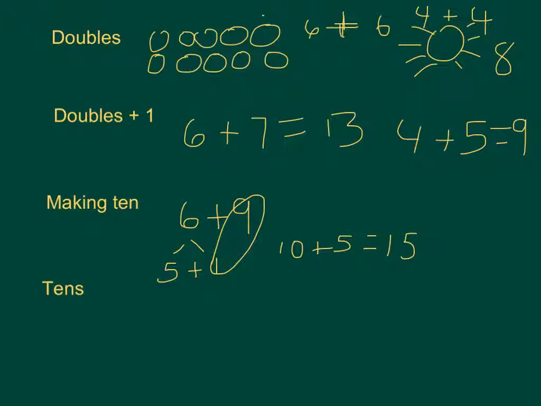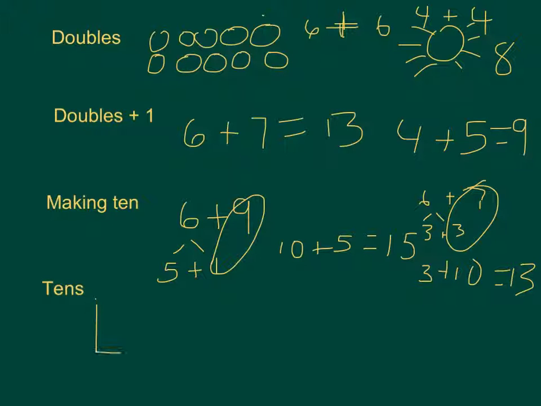Again, another example of this would be 6 plus 7. So if I know that 7 and 3 more would make 10, I could easily break this 6 apart into 3 and 3 more. Put the 7 and 3 together to make the 10. Add this 3 to it, and I would know that my sum is 13. The 10 strategy is simply knowing the numbers that go together to make 10.